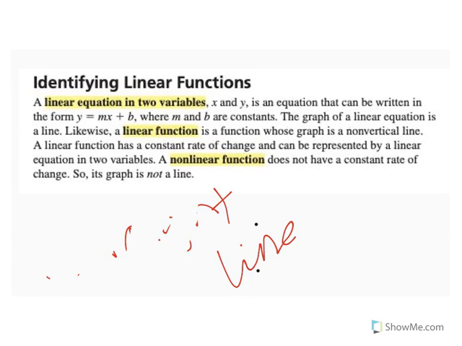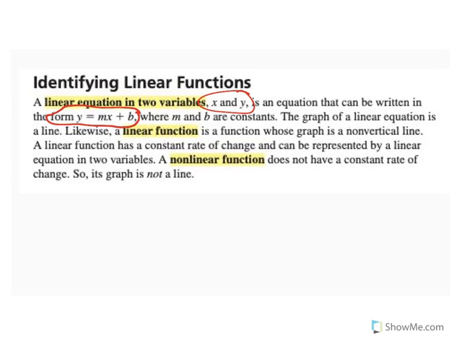Now, let me go through some of these fancy words for you here. Linear equation in two variables, so we've got an x and a y. We are going to use this form of an equation over and over and over and over. We're going to learn all kinds of things, but for right now, just know that if the equation looks like this, you would graph it as a straight line. Okay? Now, m and b, the m and the b, are constants. That's a fancy word for numbers.